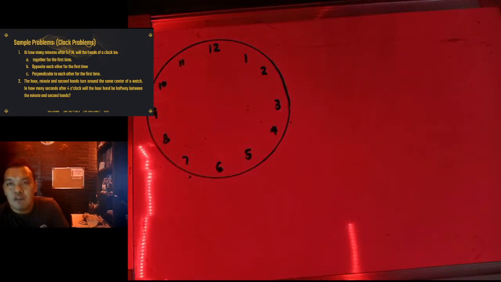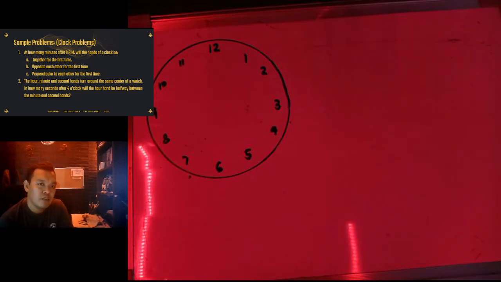Okay, the hour, minute, and second hands turn around the same center of a watch. In how many seconds after 4 o'clock will the hour hand be halfway between the minute and second hand? Okay, sa mga ganitong problem na tatlong kamay na yung umiikot, medyo tricky na siya, no? Pero at the same time, halos pareho pa rin naman siya ng way ng pag-solve.